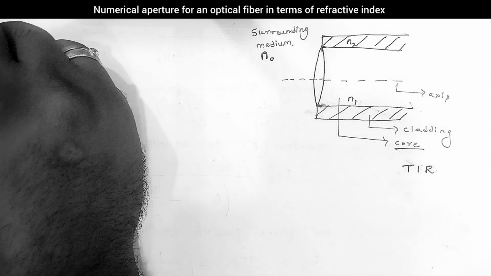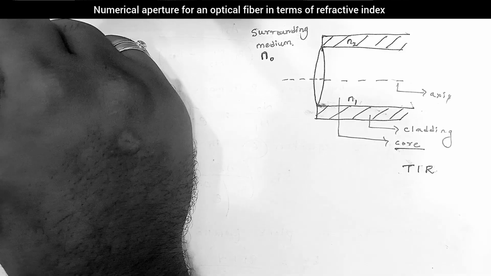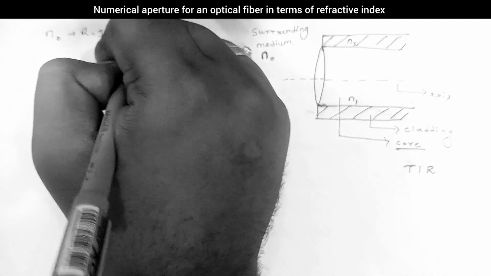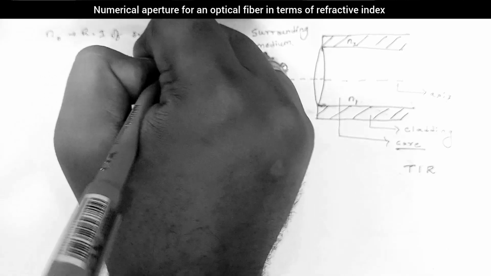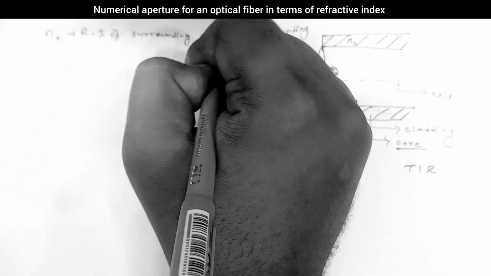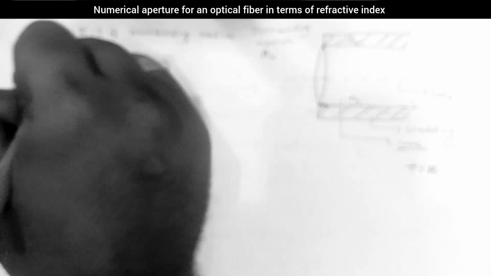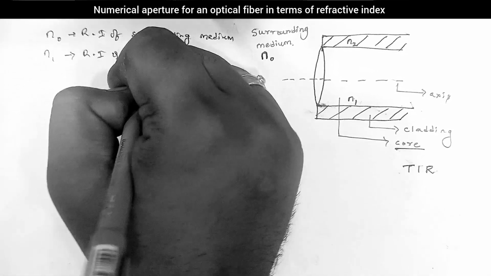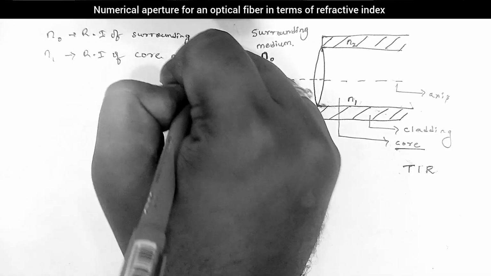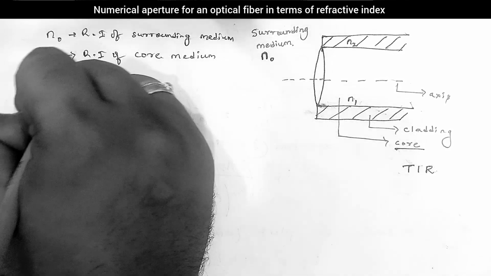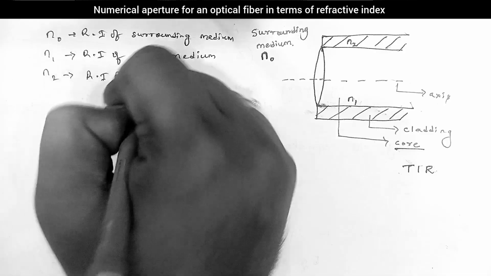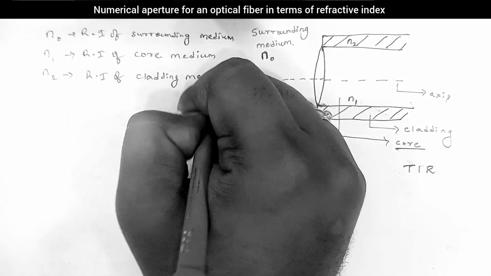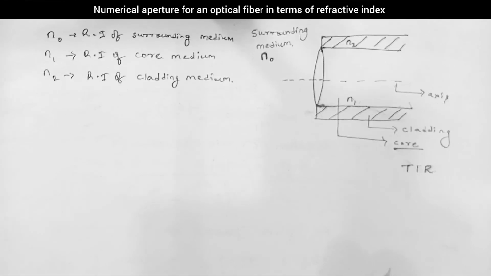So if I write this in a form: n0 is the refractive index of the surrounding medium, n1 is the refractive index of the core medium, n2 is the refractive index of the cladding medium. This is the initial arrangement.